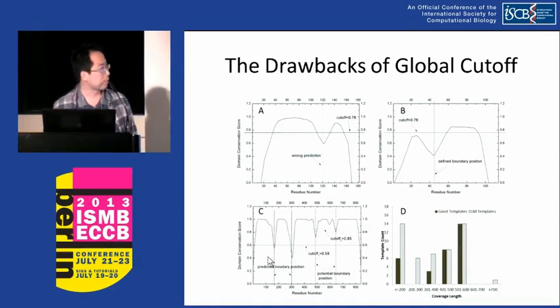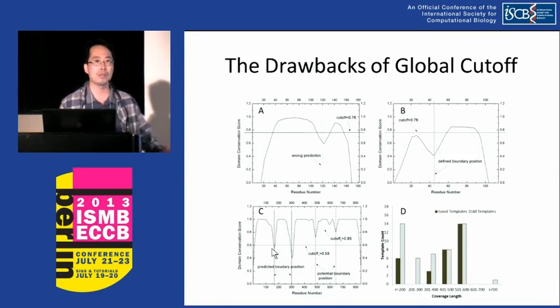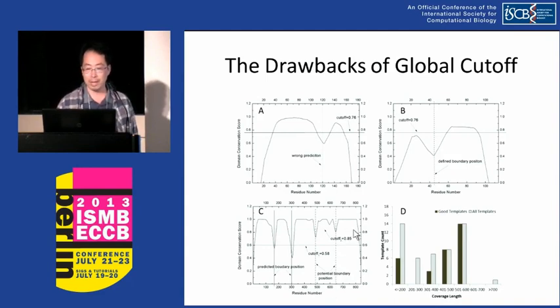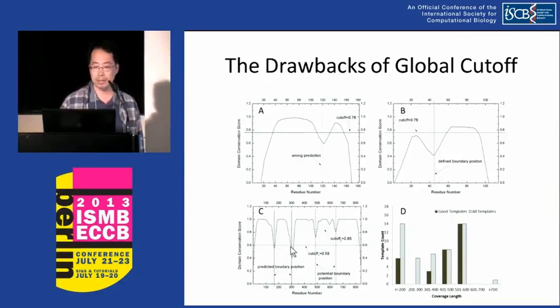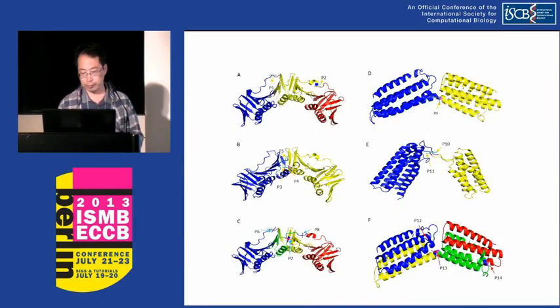For this picture, this is a long sequence. For threading alignment measures, some templates are shorter than the query sequence. This gives a distribution. We found that there are no templates with more than 300 residues. For this part, that means there is not enough template information for determining the boundaries.